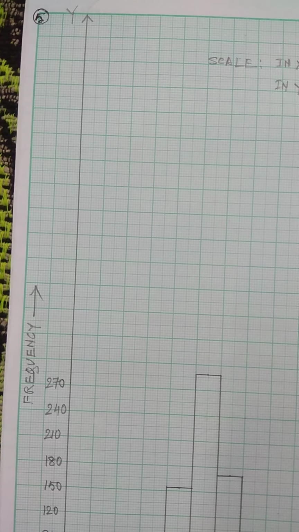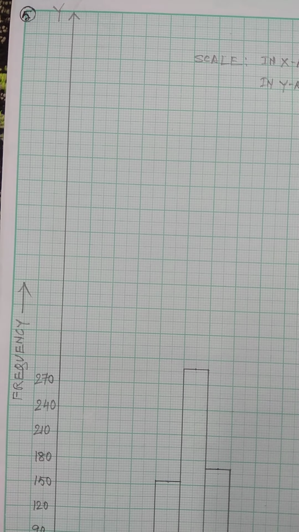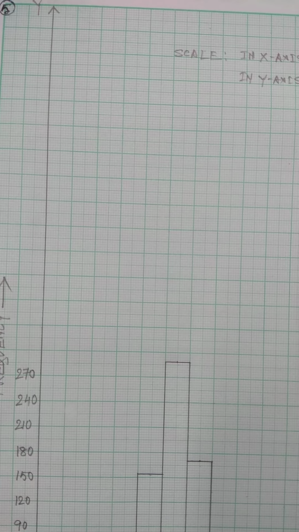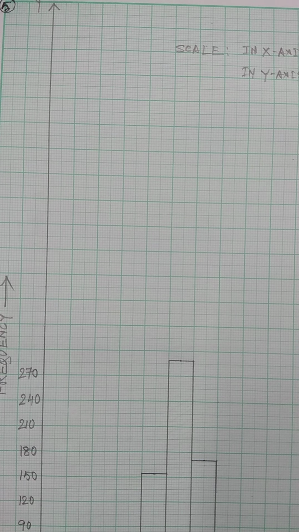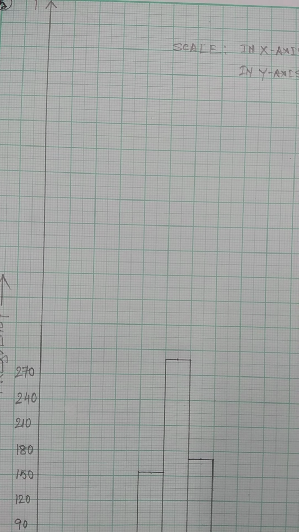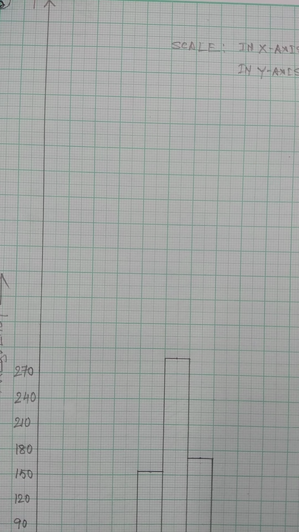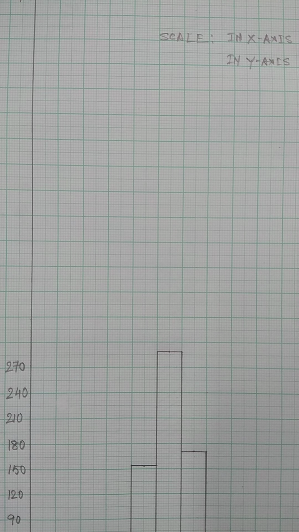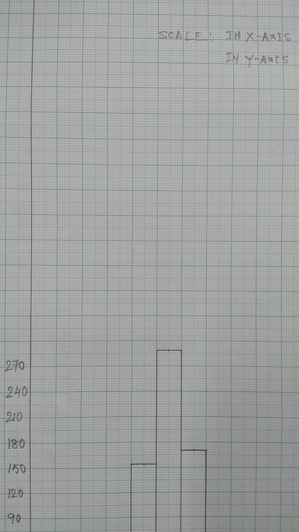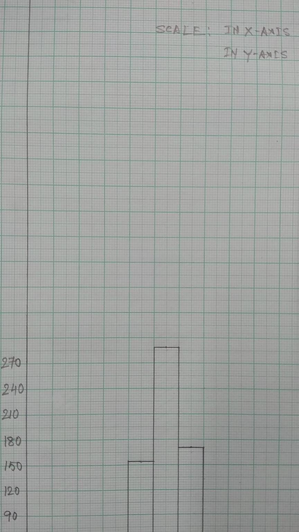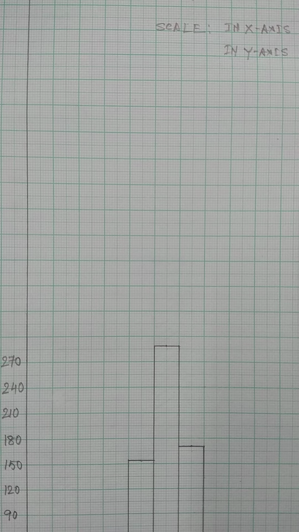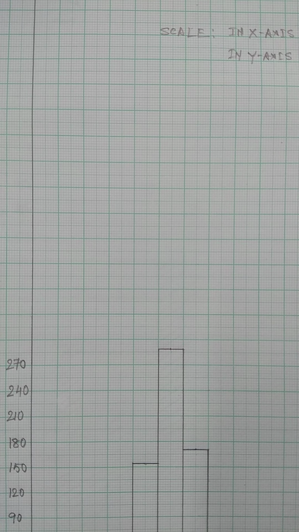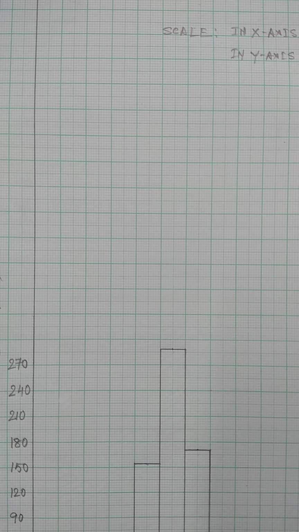Next, one more. It is question number 5 from the same exercise 21C. In this question it is given: draw a histogram for the following data. Class intervals and frequencies are given. Class intervals are 600 to 640, 640 to 680, and so on. The width of the class interval is 40 and the frequencies are 18, 45, 153, and so on.